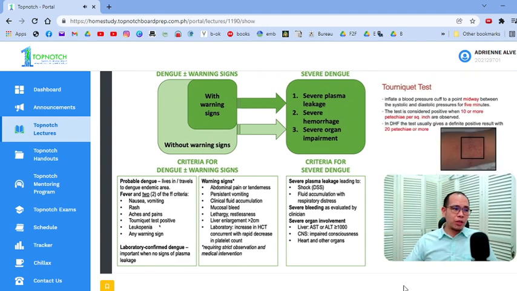Tourniquet test. Please do not forget your tourniquet test. Okay, so it's one of the signs of plasma leakage. So how do you do your tourniquet test, di ba? You put your BP cuff, inflate it midway between the systole and the diastole, and then you leave it on for 5 minutes. Okay, and then after that, in the antecubital fossa, you make a 1 by 1 inch square, and then you count.